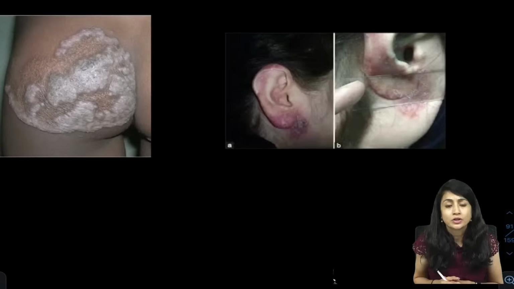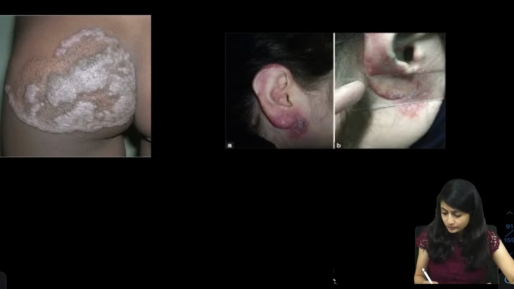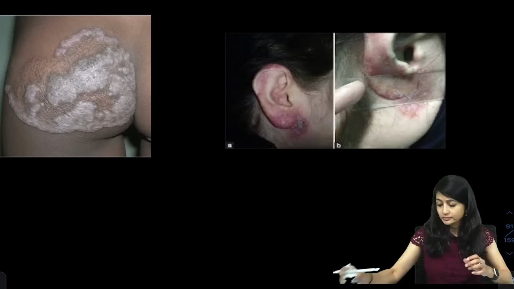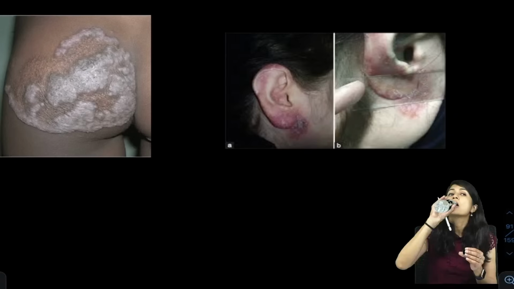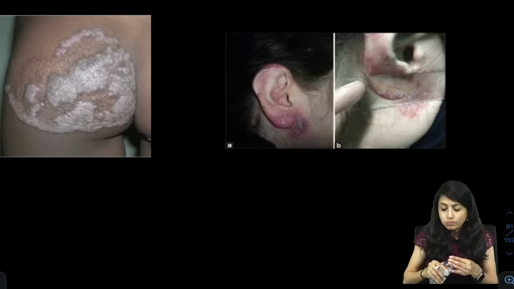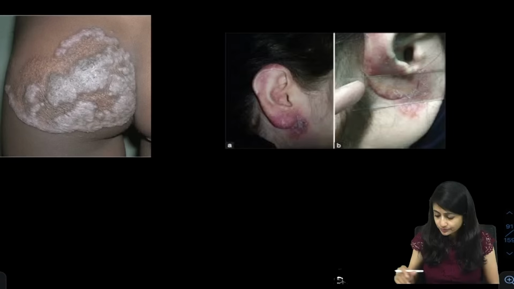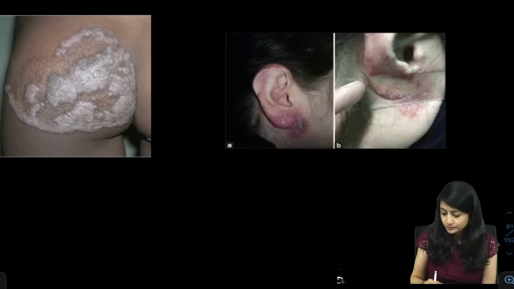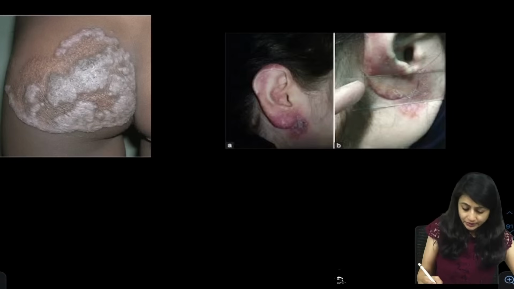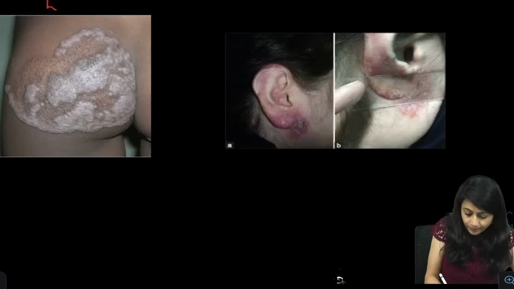Okay, then what is this? I have a child who presents with asymptomatic plaque on the buttocks and this is the appearance. So what is the diagnosis? So this is a case of lupus vulgaris.